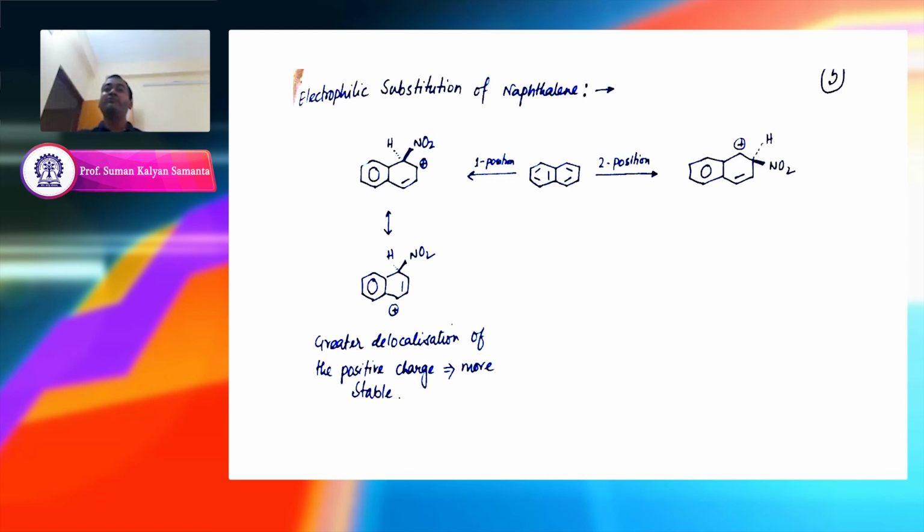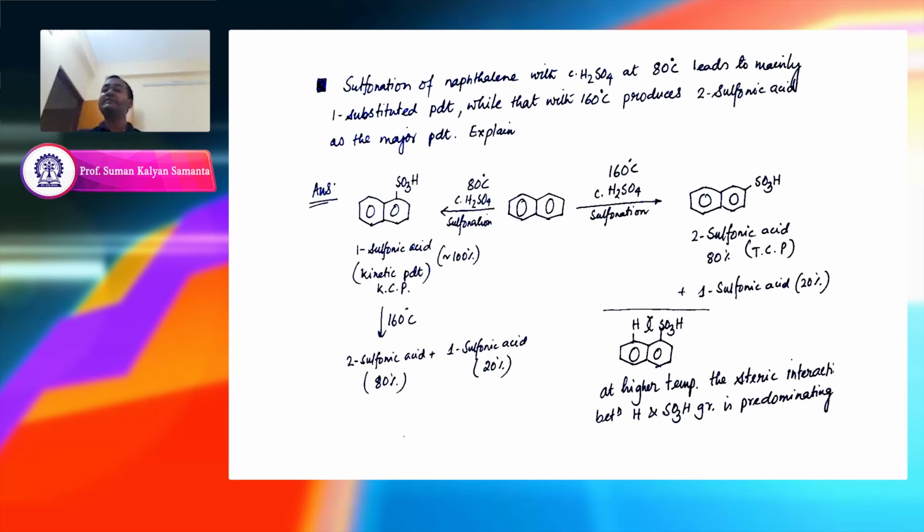But if you do sulfonation, this case is a little bit complicated. The question is, sulfonation of naphthalene with concentrated sulfuric acid at 80 degrees Celsius leads to mainly the one-substituted product, that is naphthalene-1-sulfonic acid. But if you do the reaction at 160 degrees Celsius, it will give the 2-sulfonic acid derivative. Okay, why is that so?